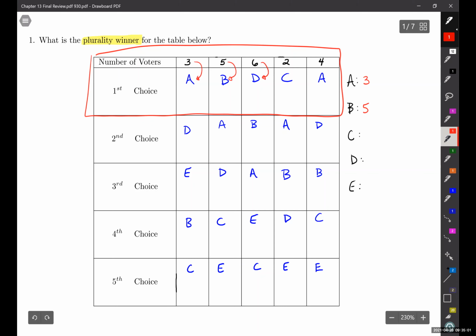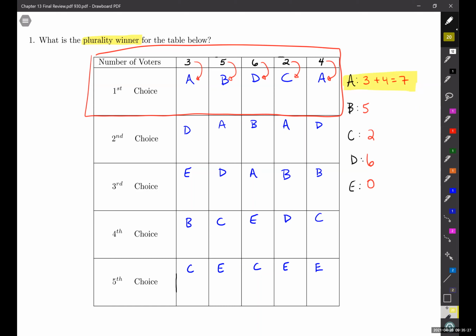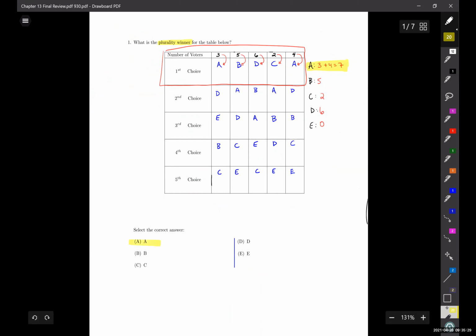The next 6 people voted for D. The next 2 people voted for C. And do we see these 4 people also voted for A? So A has a total of 7 votes. So you consider which is the highest number? 7, 5, 2, 6. I guess we'd say E got 0 first place votes. And do y'all agree with A having the highest number? So A is the plurality winner here.